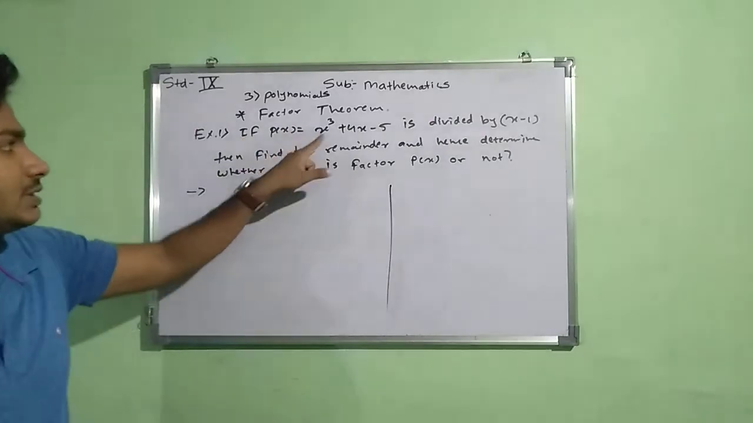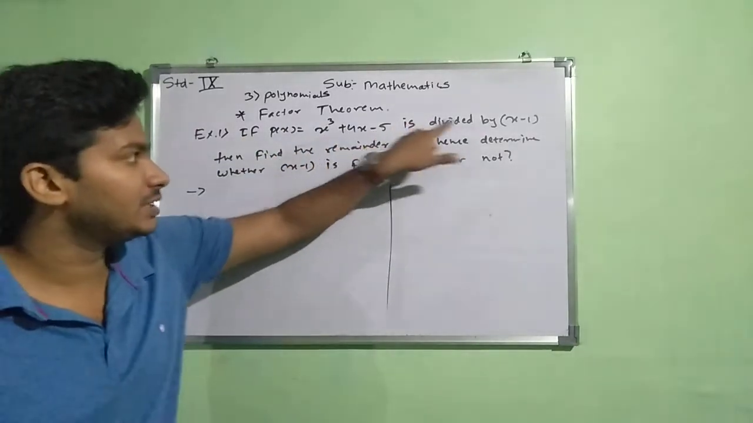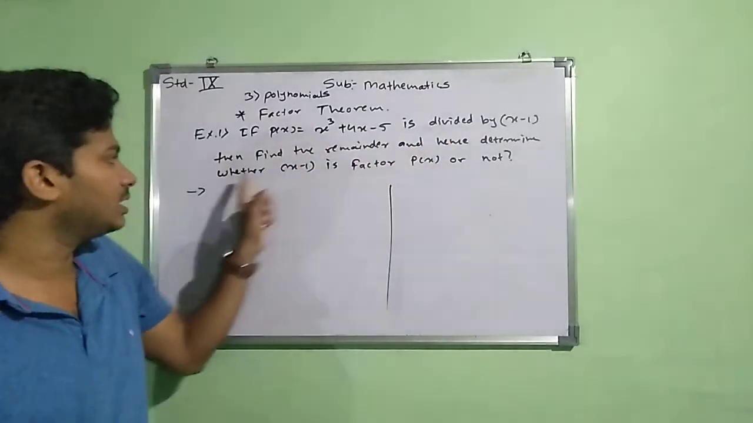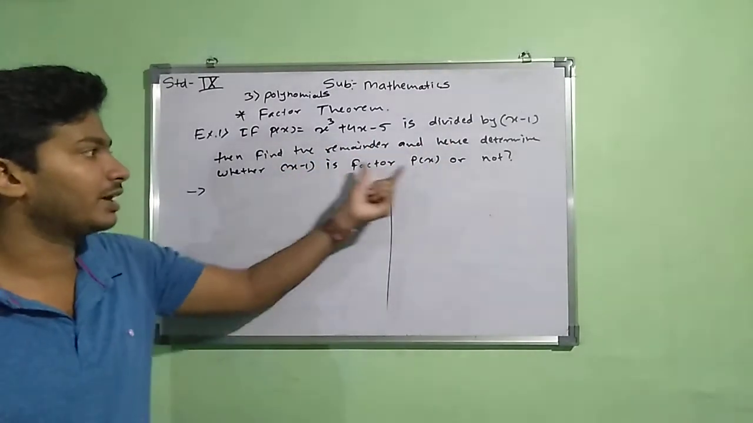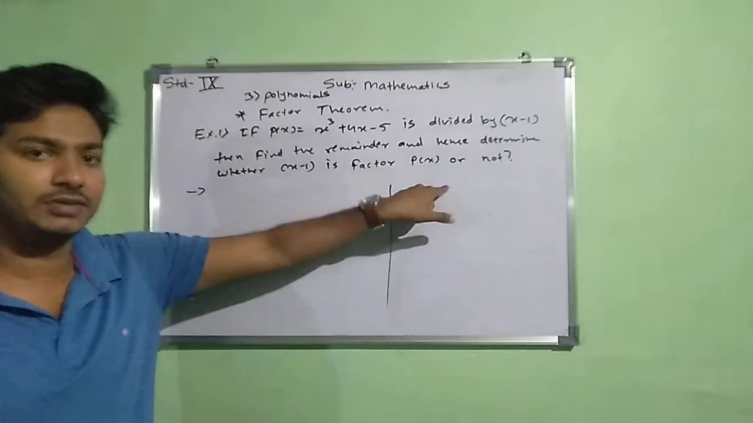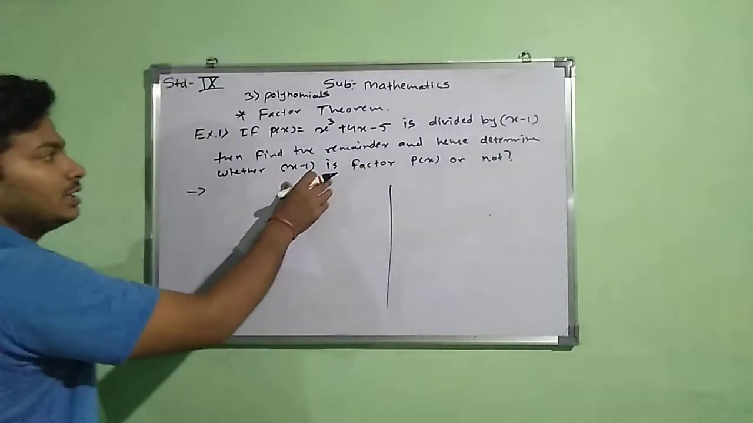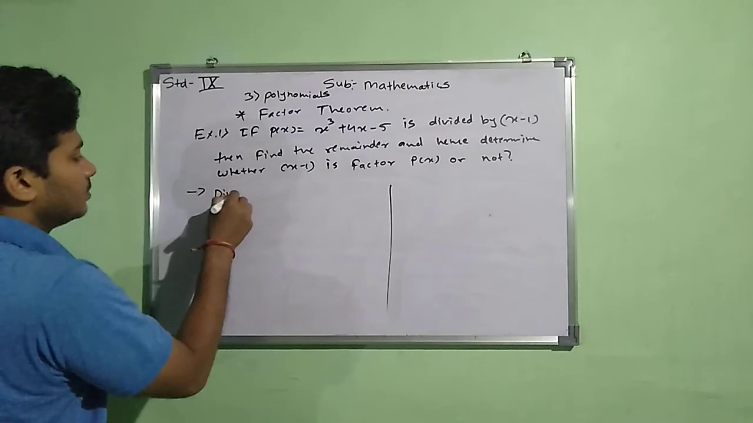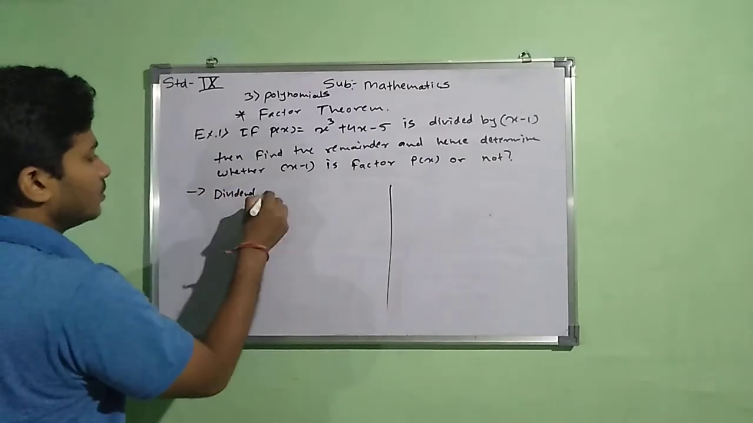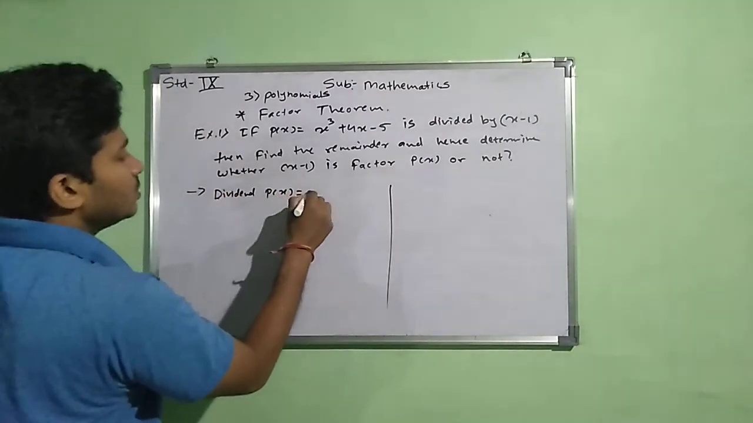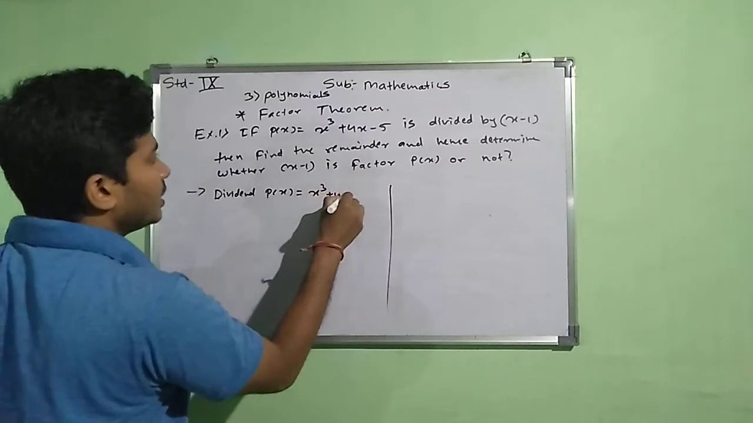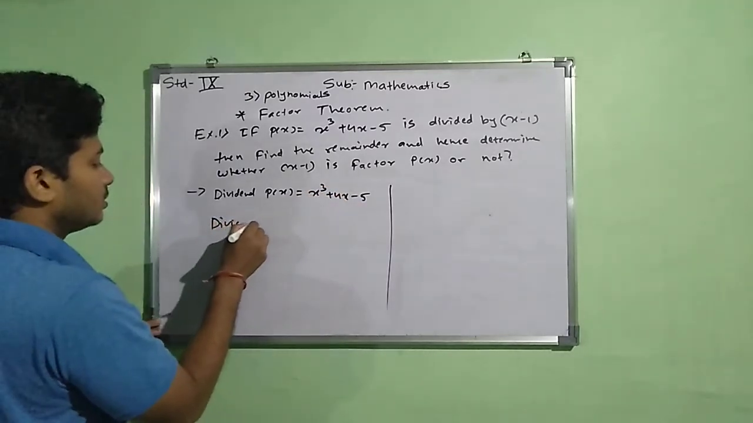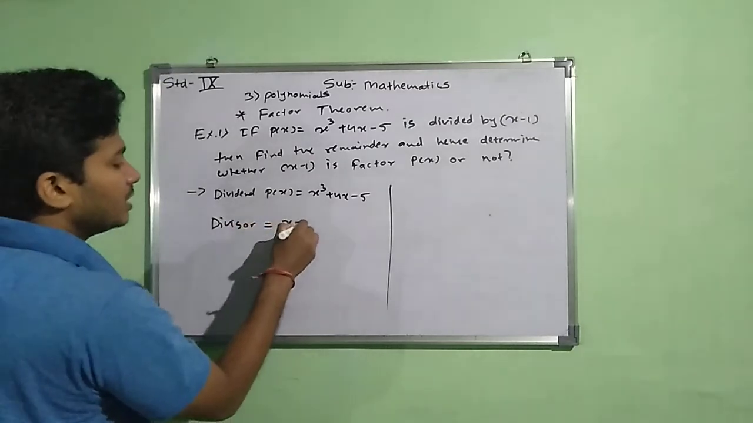So if p of x is equal to x cube plus 4x minus 5 is divided by x minus 1, then find the remainder and hence determine whether x minus 1 is a factor of the given polynomial or not. That we have to determine by finding the remainder. Okay, so our dividend p of x is equal to x cube plus 4x minus 5 and divisor is equal to x minus 1.